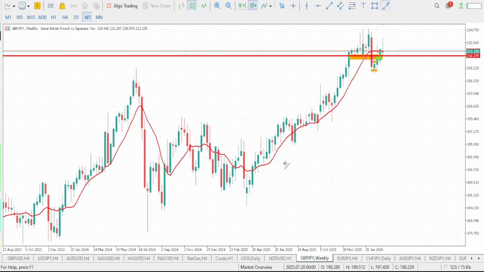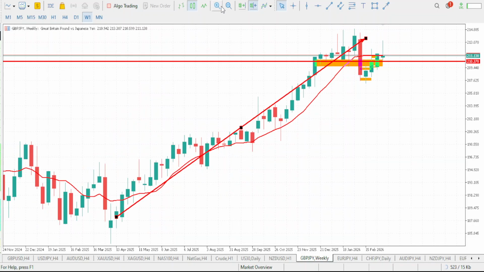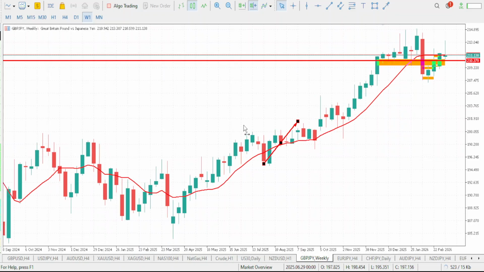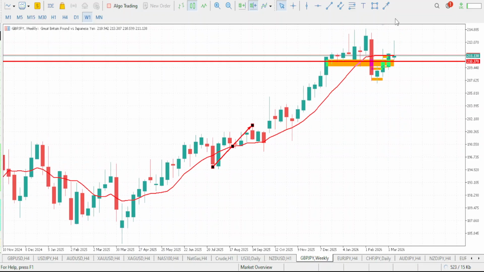You can see the full trend right here on our GBPJPY. We are in an uptrend. GBPJPY is trending to the upside. It is very much trending. Now take a look at it right here, guys. This is the high, and here comes the higher low.